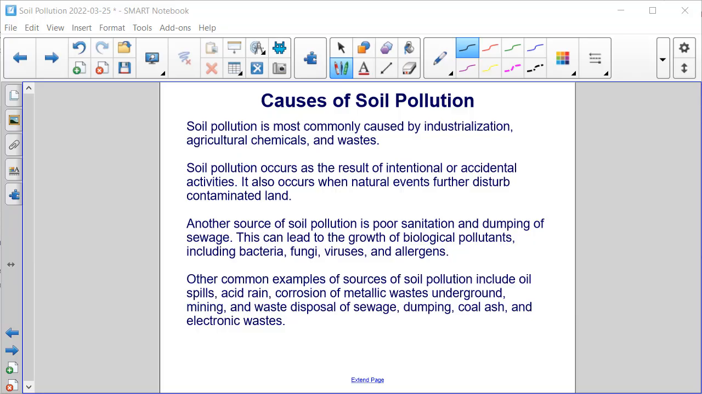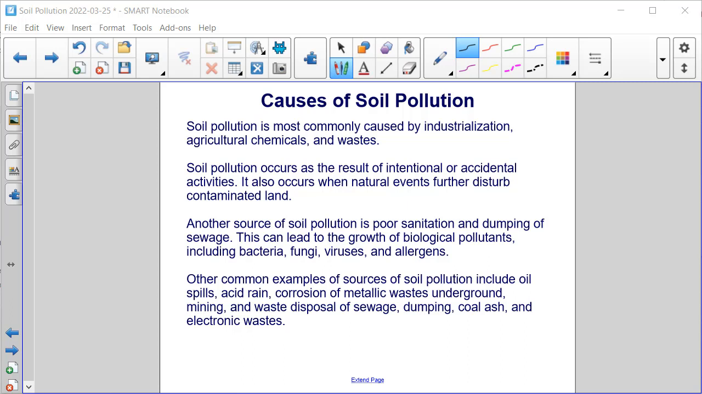Soil pollution is most commonly caused by industrialization, agricultural chemicals, and waste. Soil pollution occurs as the result of intentional or accidental activities. It also occurs when natural events further disturb contaminated land. Another source of soil pollution is poor sanitation and dumping of sewage. This can lead to the growth of biological pollutants, including bacteria, fungi, viruses, and allergens.